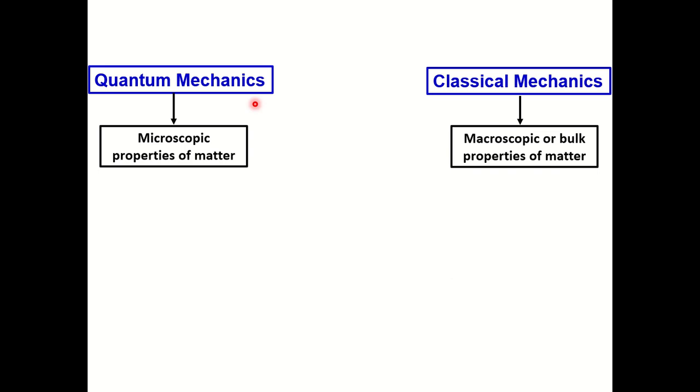That is, if you are talking about the pressure of a gas, the boiling point of a liquid, the melting point of a solid, these all come within the realm of classical mechanics, right? And in quantum mechanics, we study how electrons move around a nucleus, how a molecule vibrates. So if we want to understand molecular motion, the motion of an electron, the motion of individual atoms, then we take the help of quantum mechanics.